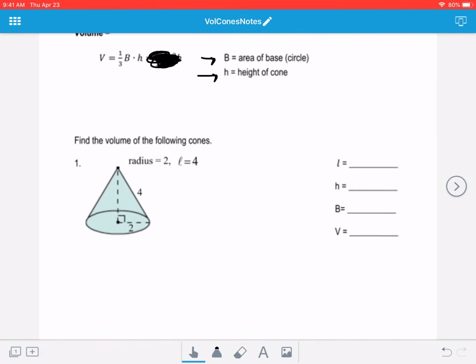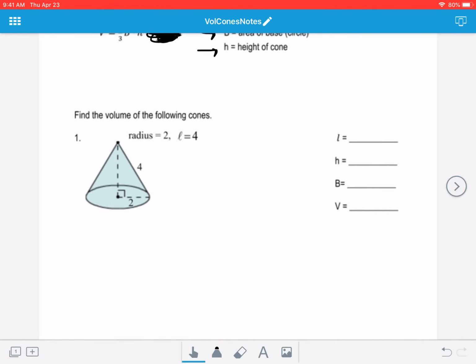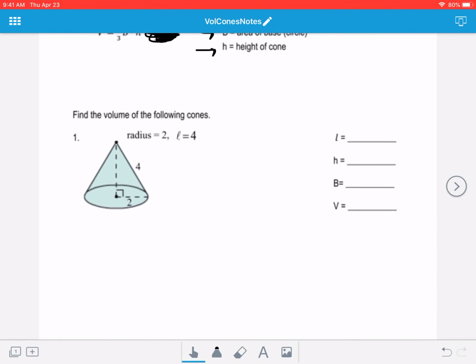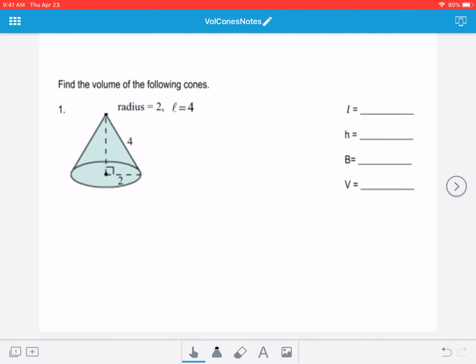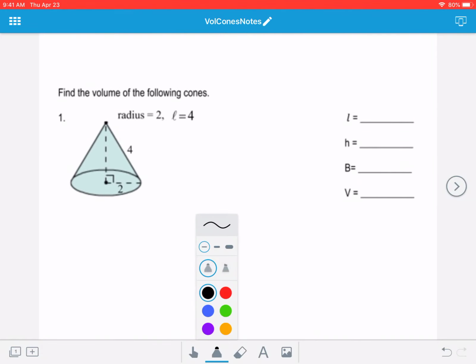So we're going to start here. Again, we try and keep this neat and organized as much as we can for you guys. Try and show as much work as you can and also keep it neat and organized. We're going to find the volume of this cone. Over on the right, I have L, H, big B, and V. L, remember, stands for slant height. That is the slanted segment. I've labeled it on the diagram, and I've also typed it here. L equals 4. Easy peasy.